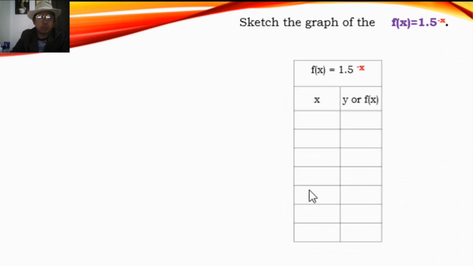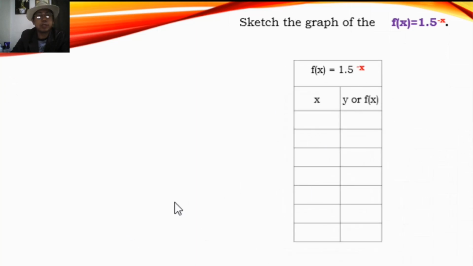That's the reason why I told you a while back that please bear with this problem. You compare them and see the difference. The first one is f of x is equal to 1.5 raised to positive x. Our problem today is f of x is equal to 1.5 raised to negative x, and what would be the difference? Now, considering our computation, again, let's try to have our table.